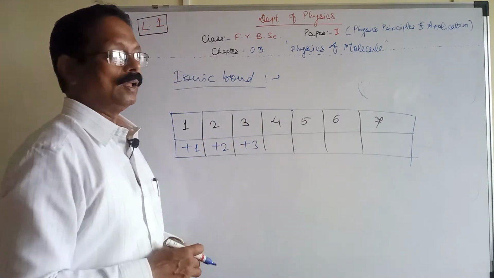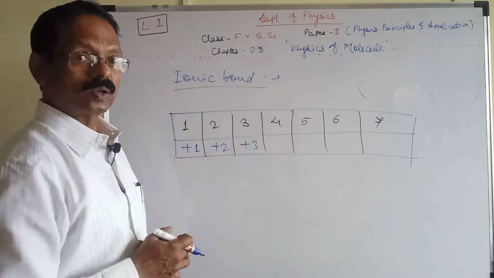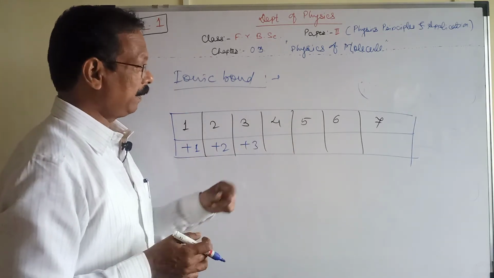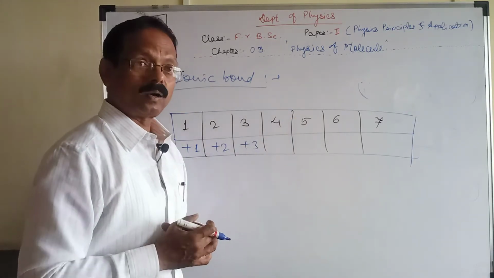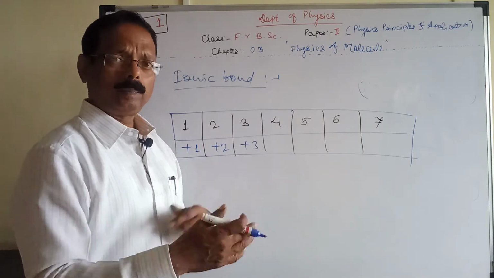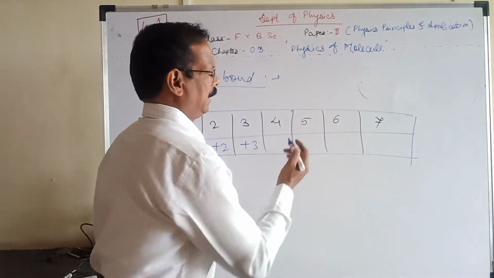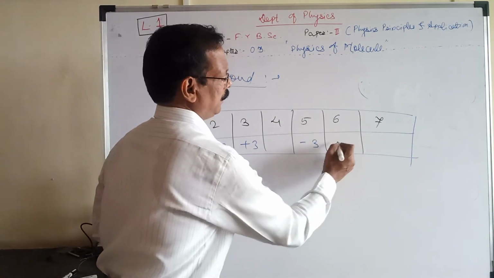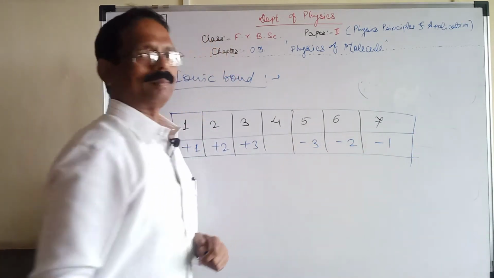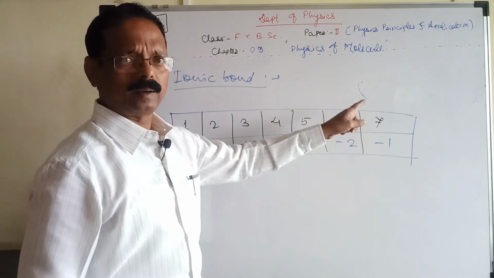Now those elements having 5 electrons in the outermost orbit require only 3 electrons to complete the octet. So here it gets 3 electrons. So here it is minus 3, it is minus 2, and it is minus 1. We saw this for those elements.